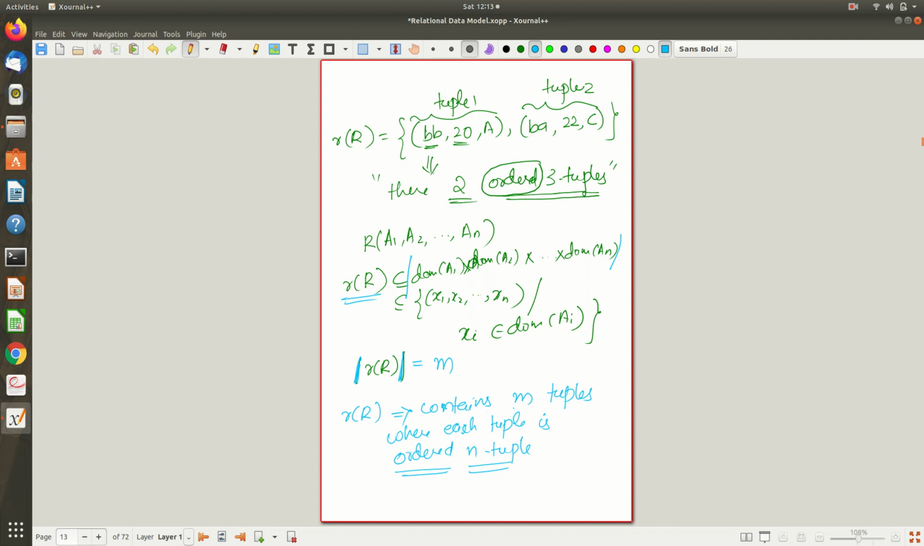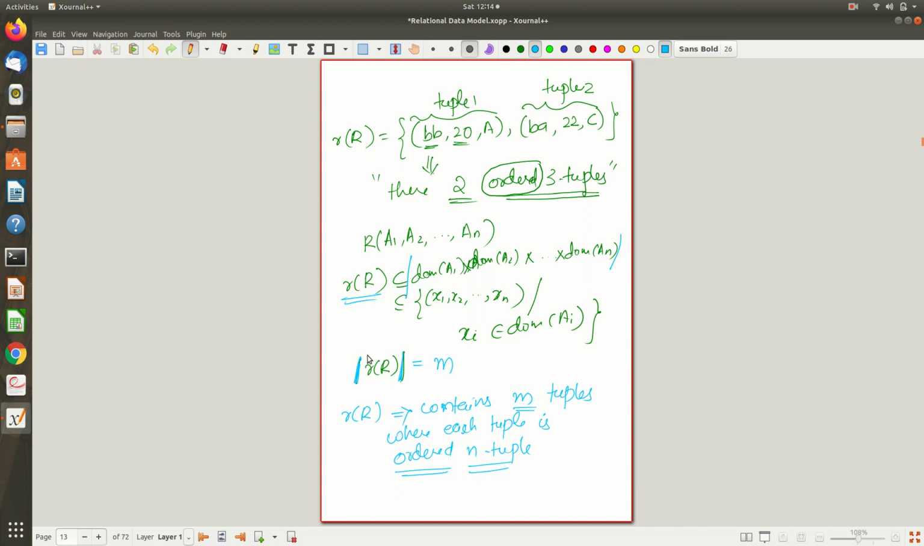So what is this m? The cardinality of the current state. So it has this many rows. That is what I mean by m. And each row, if you are focusing, contains values for the n attributes of the relation. And it is ordered also. Ordered n-tuple. Now I just want to tell you one more thing.